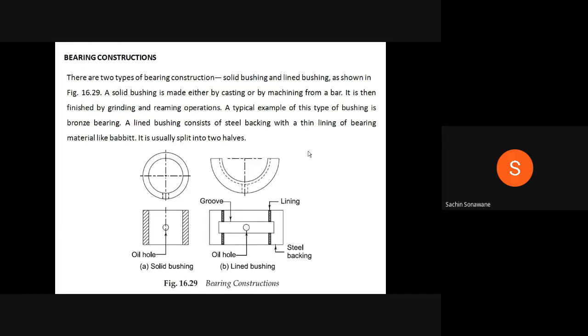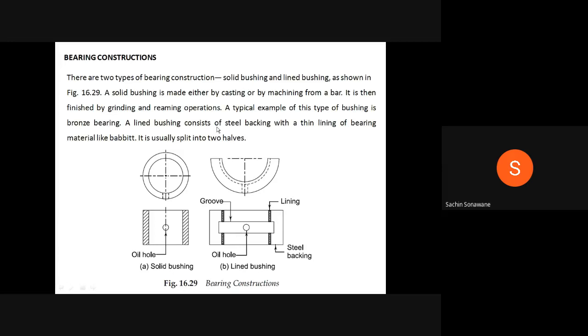Now, bearing construction. There are different types of bearing construction. There are two types of bearing construction, solid bushing and lined bushing as shown in figure. This is solid bushing, this is lined bushing. A solid bushing is made either by casting or by machining from a bar. It is then finished by grinding and reaming operations. A typical example of this type of bushing is bronze bearing.